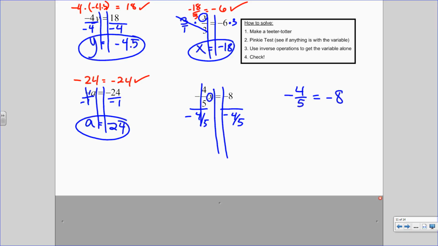And the negative 4/5 cancel out. And you can go ahead and work that out. Negative 8, you can use your calculator if you want, divided by negative 4/5. And it will give you 10.